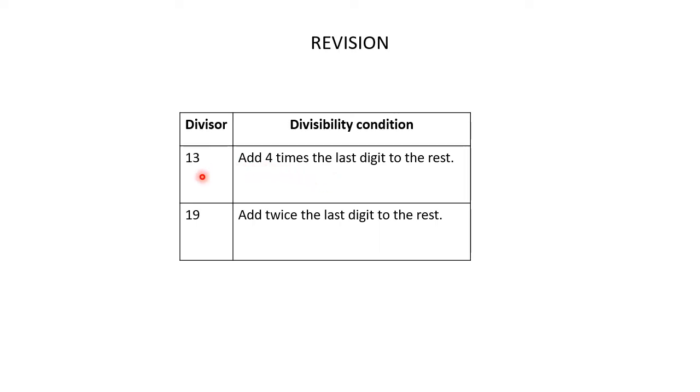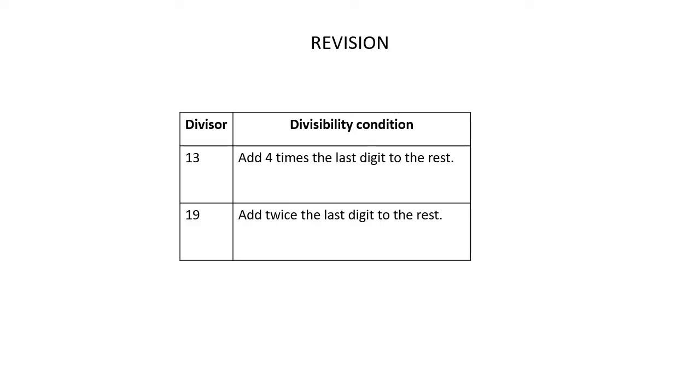To check whether a number is divisible by 19, you have to add twice the last digit to the remaining digits. If the result obtained is divisible by 19, then the given number is also divisible by 19.